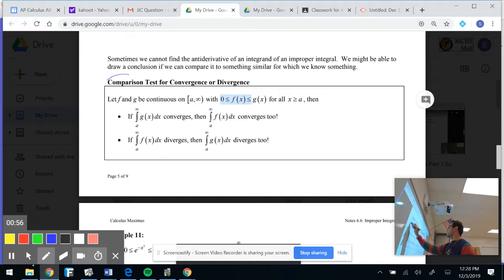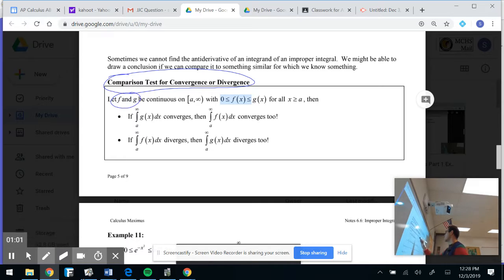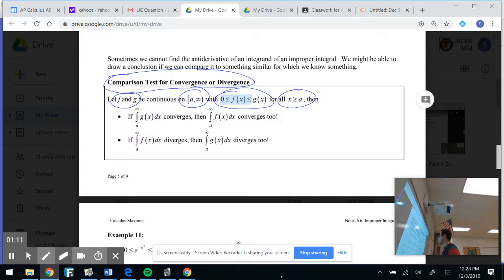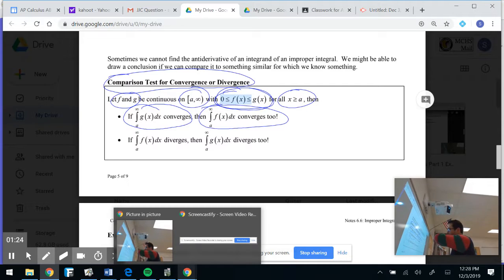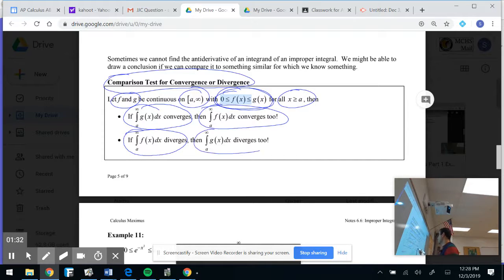All right, so comparison test for convergence or divergence, okay? So we're gonna say f and g be continuous functions from a to infinity, okay? And then we have this relationship, where 0 is less than f, which is less than g, for all x greater than or equal to a, okay? Now, if this is true, and we have an improper integral of g that converges, then we can say f converges too. Vice versa, if we have an improper integral of f that diverges, then that means g of x would diverge too.